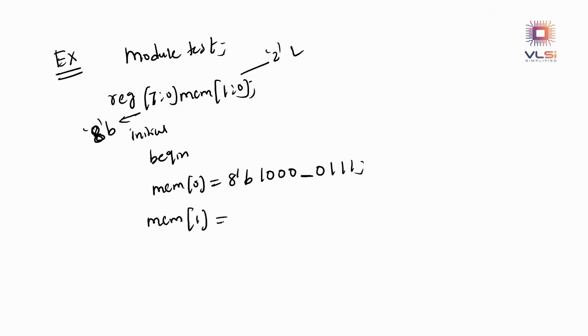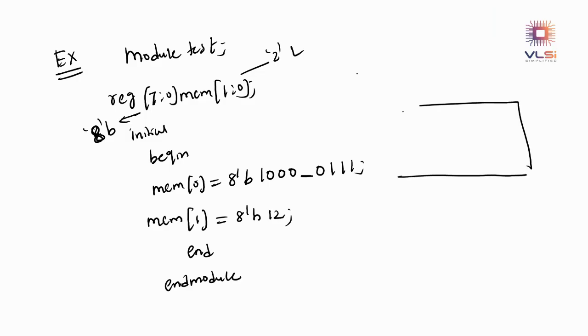And next, mem of 1 equals 8'h12, and end module. So how will it store? In total you have two locations, location 0 and location 1. In each location, how many bits can we accommodate? Eight bits. So that means 1000 and 0111.